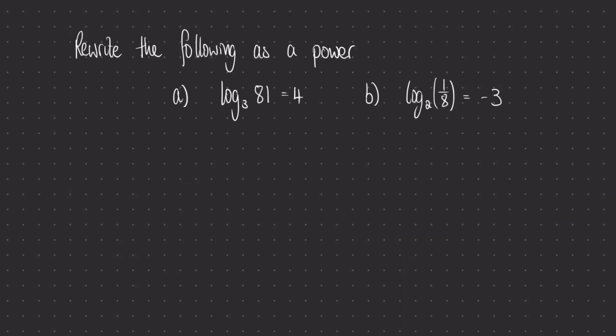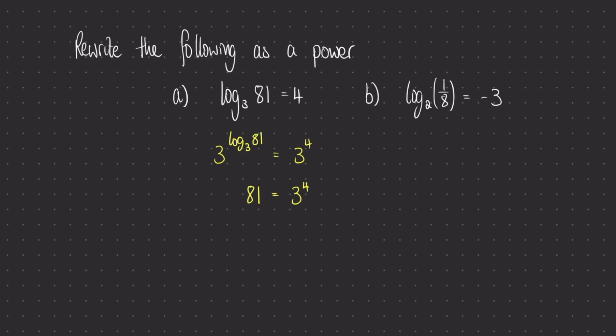We're asked to rewrite the following with a power or an exponent instead of a logarithm. The base number of the log in part A is 3. So taking that number and placing it on the base of both sides will remove the log on the left. So 3 to the power of log to the base 3 of 81 equals 3 to the power of 4. On the left-hand side, we would have 81 remaining, and on the right-hand side, we'd be left with 3 to the power of 4. And of course, 3 to the power of 4 is indeed 81.